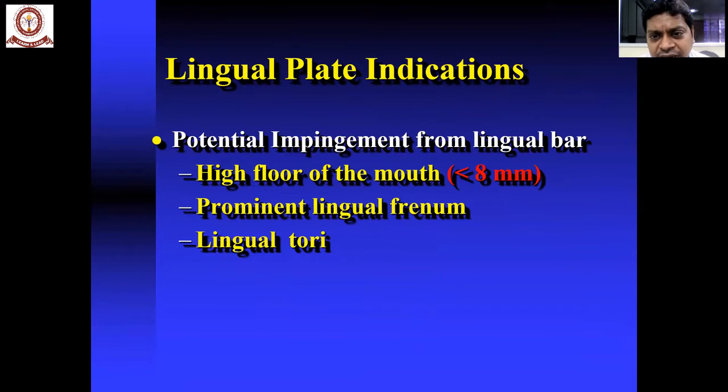Next, the indications for a lingual plate are potential impingement from a lingual bar. When the lingual bar is going to impinge the tissues, at that time you can give a lingual plate. It is also given when the floor of the mouth is high, that is, less than 8 millimeter. If a prominent lingual frenum is there, it can be given. When lingual tori are also present, at that time you can give the lingual plate.